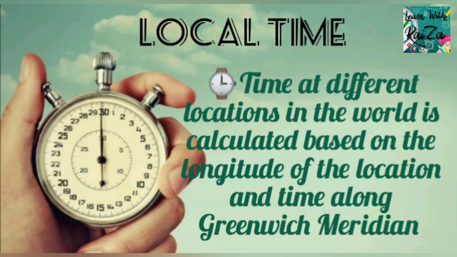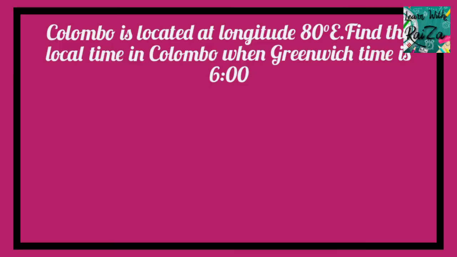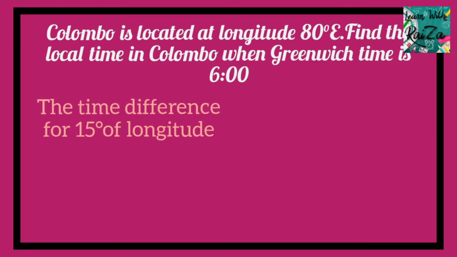Time at different locations in the world is calculated based on the longitude of the location and the time along the Greenwich. Let's do a question. Well, the question says Colombo is located at longitude 80 degrees east. Find the local time in Colombo when Greenwich time is 6. Yes students, the first thing is the time difference for 15 degrees of longitude, that is 1 hour.